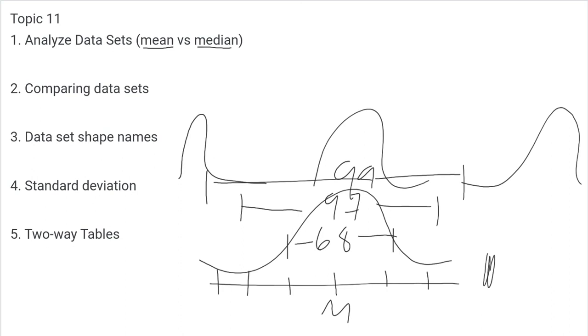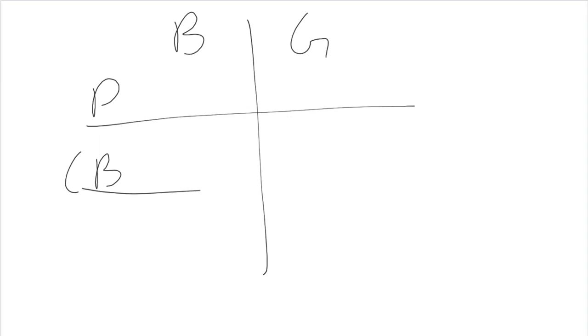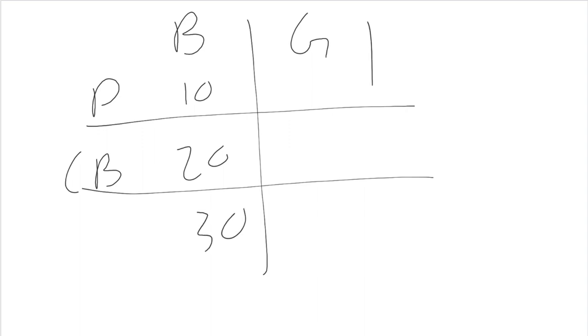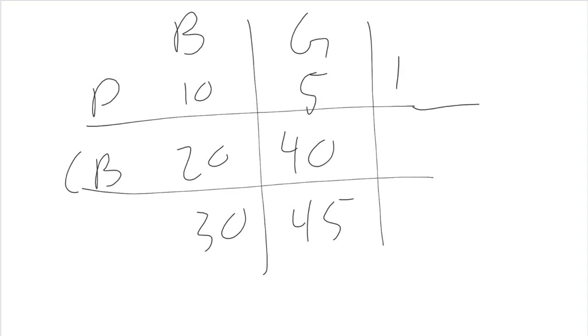Two-way tables means we're going to compare boys and girls and their favorite food of pizza or cheeseburgers. And so if 10 boys like pizza, 20 boys like cheeseburgers, there was 30 boys interviewed. Or 5 girls liked pizza and 40 girls liked cheeseburgers, 45 girls were interviewed. And that means that 15 people liked pizza, 60 people liked cheeseburgers, for a total of 75 people who were interviewed.